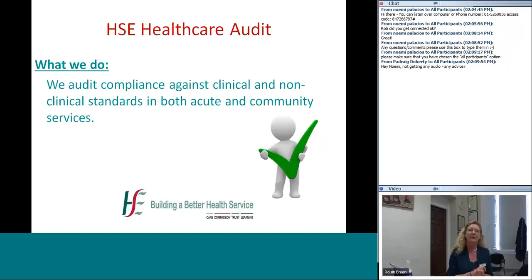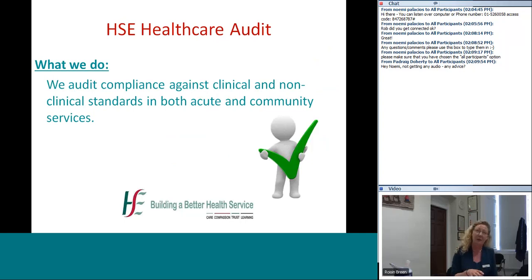So what we do, we audit compliance against clinical and non-clinical standards in both acute and community services. And some of my colleagues say, careful, Cora, when you talk about clinical there, it makes it seem like a clinical audit and it's important to be clear about the distinction. But I've given you the distinction area.